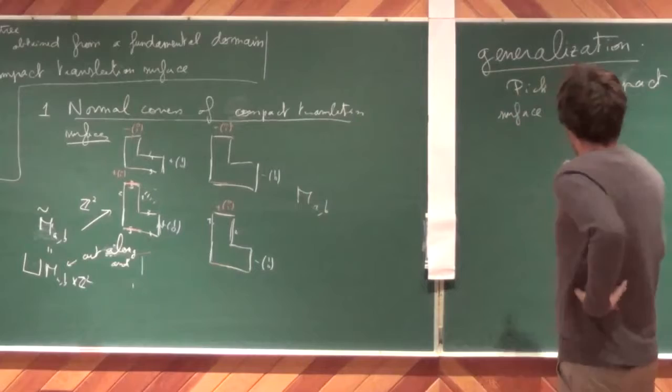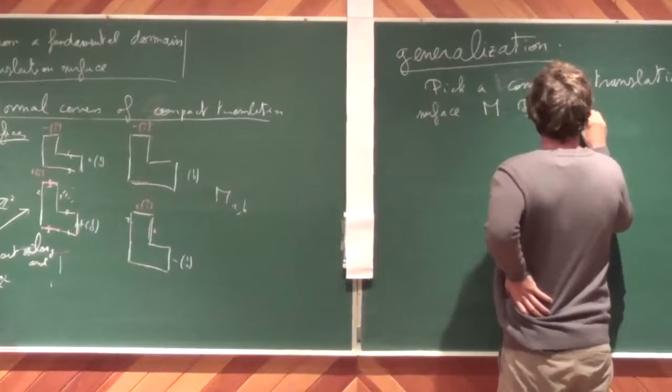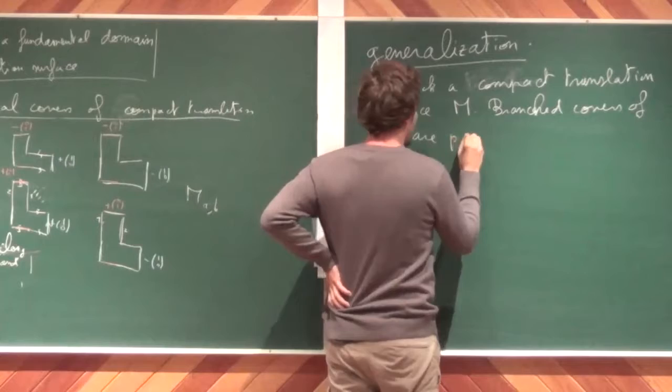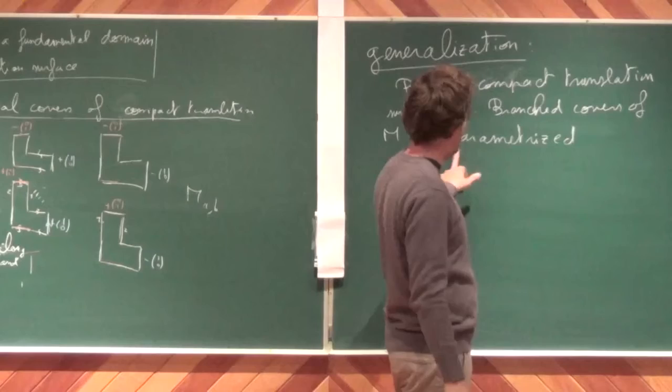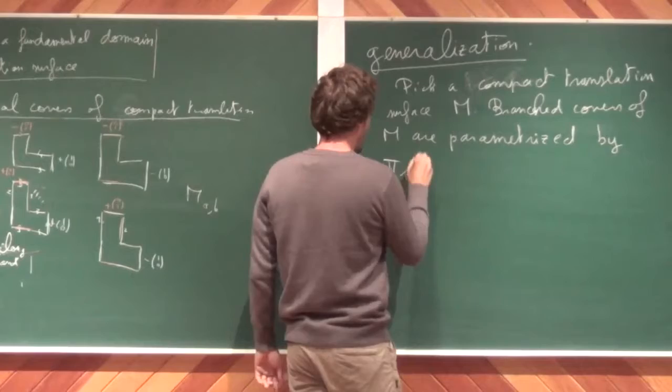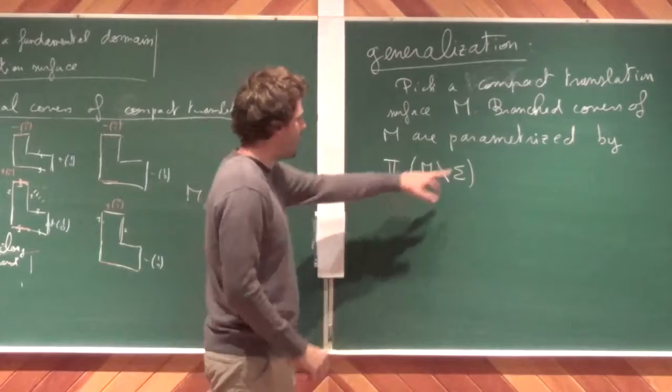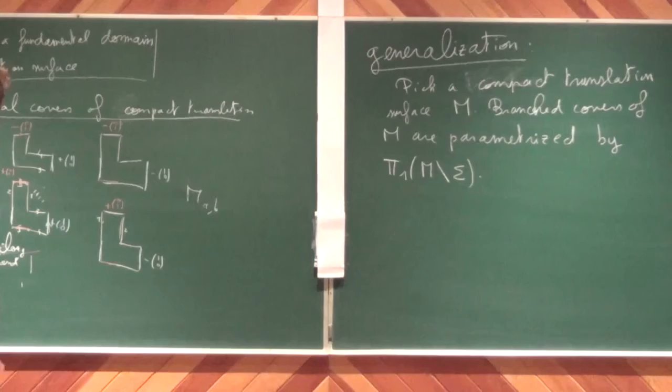So branched covers of M are parameterized, well, I mean up to topological equivalence, by the fundamental group of M minus the singularities of the surface, or the set of branching points. So, perhaps here you saw it, perhaps not, but this is unbranched.